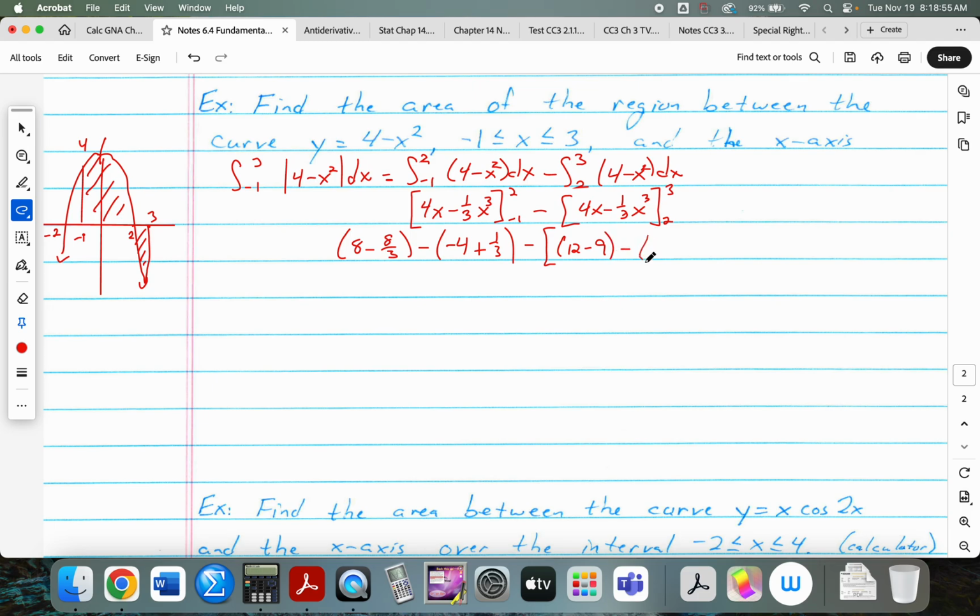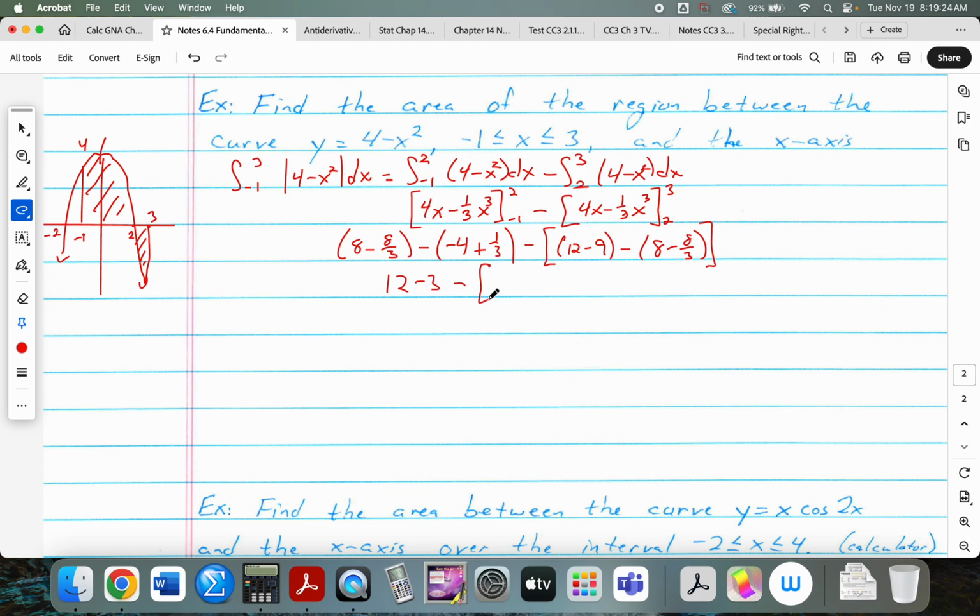And then minus. And the nice thing is that because you're going to have two that are the same, you can just go, oh yeah, that's the 8 minus 8/3. All right, so that's 8 plus 4 is 12. Negative 8/3 minus 1/3 is negative 9/3. That's negative 3.